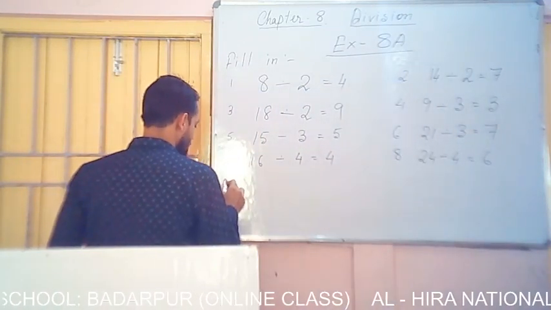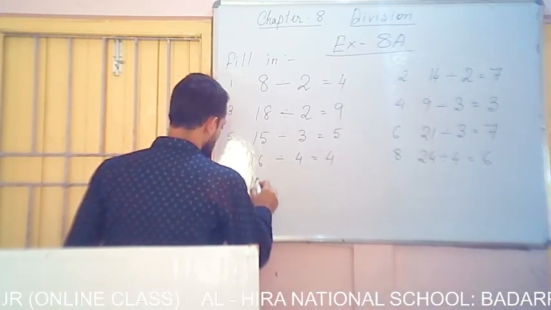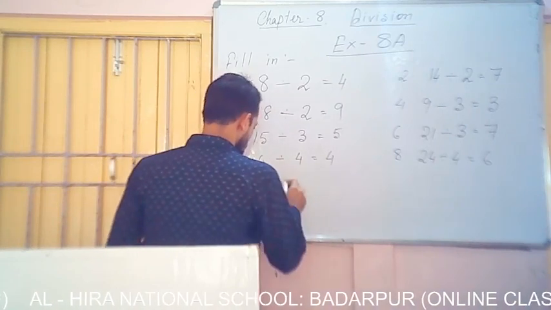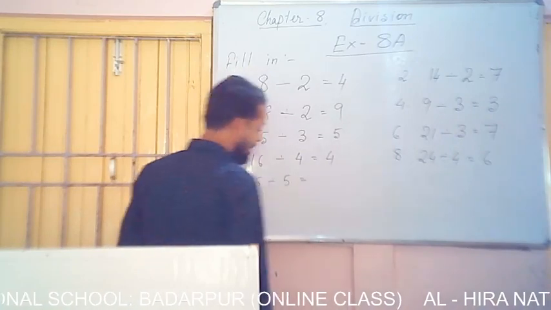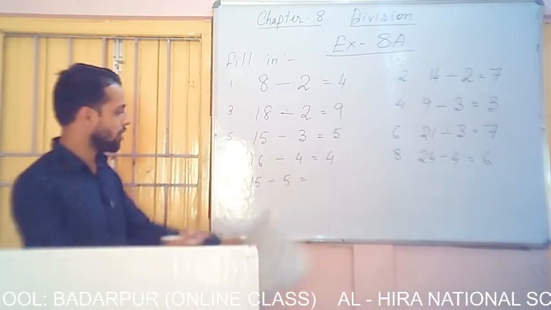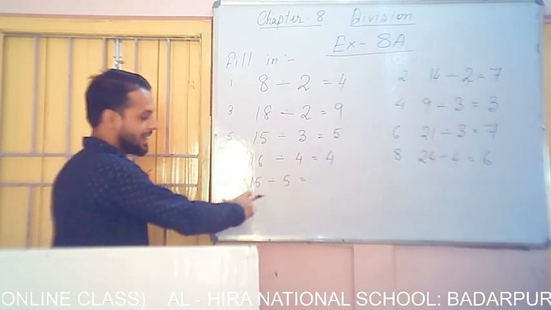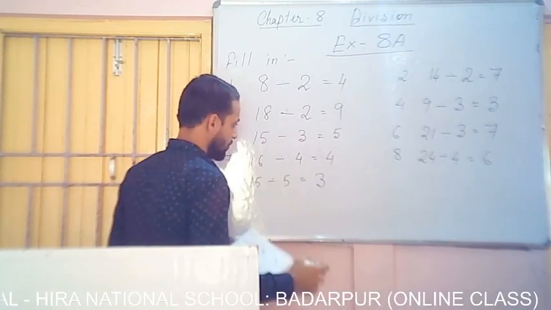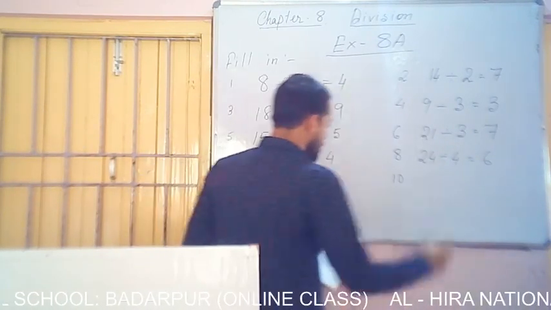Now question number 9. That is 15 divided by 5. So here we are going to follow 5 multiplication table. Why? Because 15 is the dividend and 5 is the divisor. So 5 3s are 15. Next question number 10.